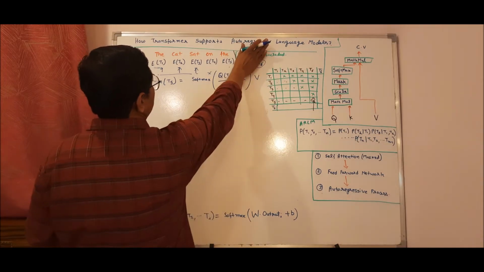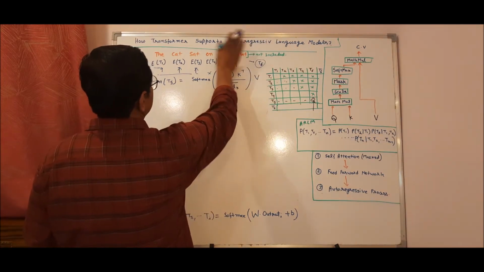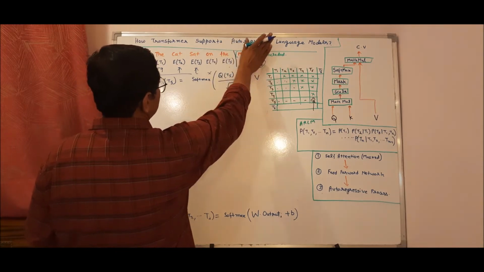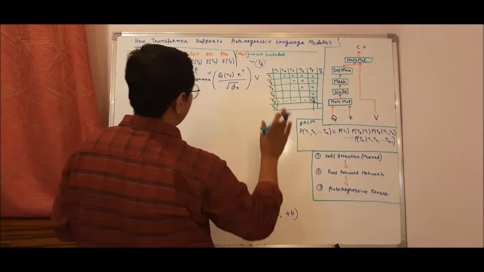We don't know this part. This is not included in the text. And we have this information only. We have to predict this. So how will the entire system work?